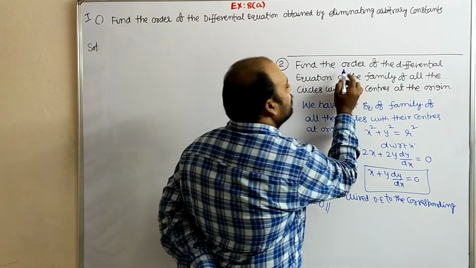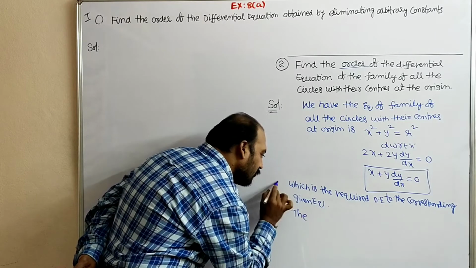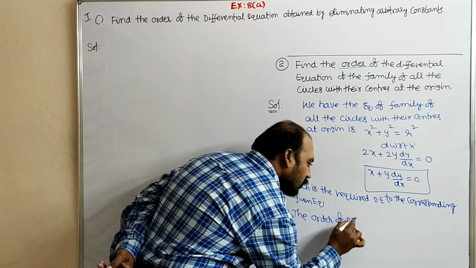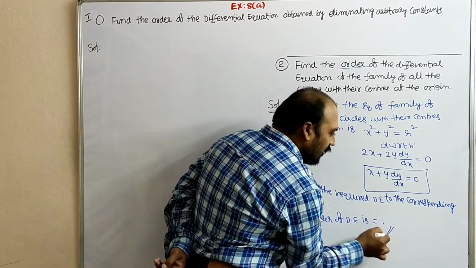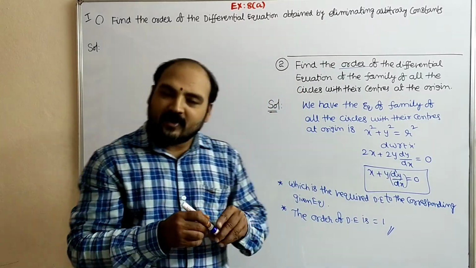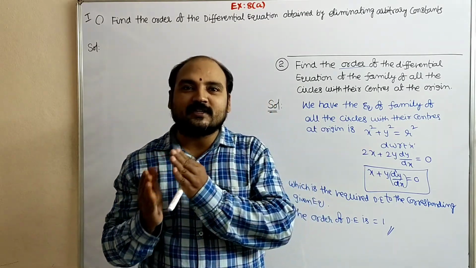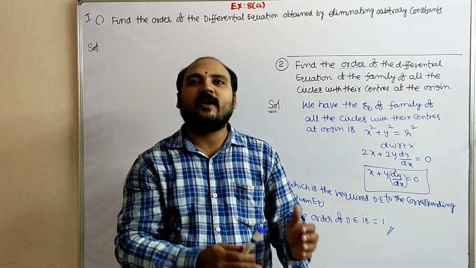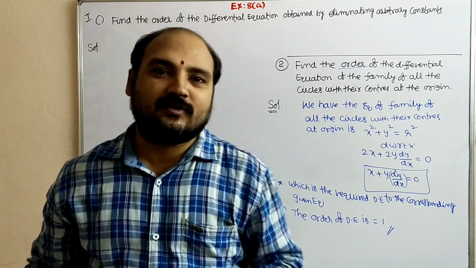And they are asking the order also. The order of the differential equation is, how many constants are there here? Only one constant, so order is 1. And dy by dx here also, first derivative only, so it will be 1. You remember that, dear students: the number of arbitrary constants in the given equation is equal to the order of the differential equation. We'll move to the next question.